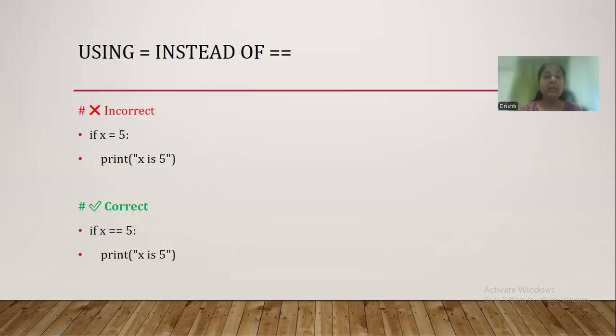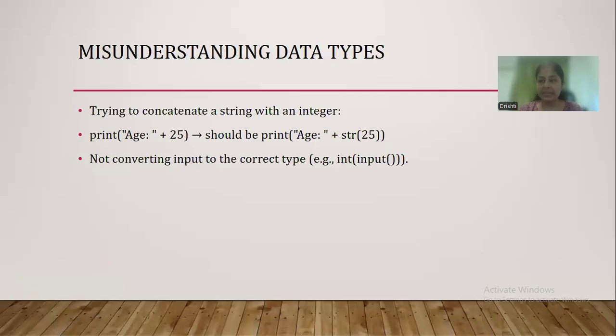The third most important mistake which students make is in understanding the data types. By default, Python doesn't automatically convert to the required data type, so you have to explicitly mention the data type. Now what we are trying to do here is concatenate a string with an integer: print age plus 25. This is not the way it should be. What should it be? Print age and that will be str of 25.